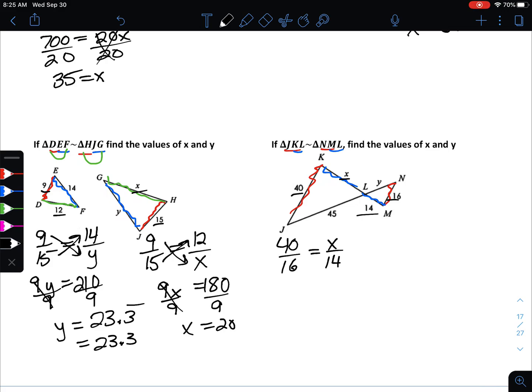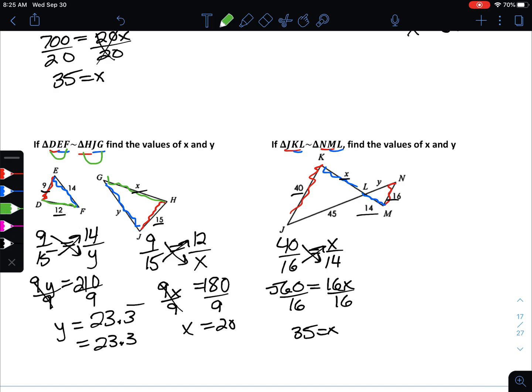All right, so now solving, we're going to go ahead and take 40 multiplied by 14 is going to be 560 is equal to, take 16 multiplied by X is going to be 16X. Now, to get X by itself, one last step to go, which is that we're going to divide 16 on each side, and we're going to get that 35 is equal to X.